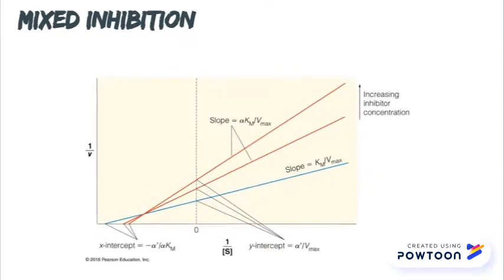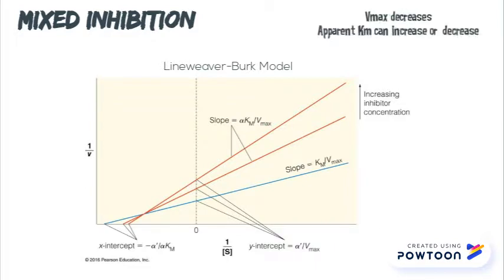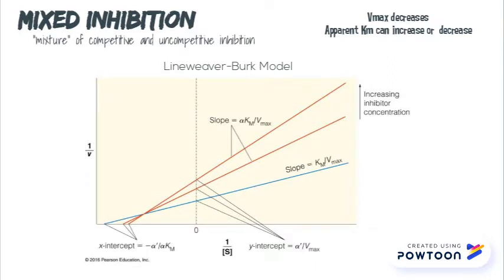If we take a look at the Lineweaver-Burk plot for mixed inhibitors, we see that the Vmax decreases, but Km can actually increase or decrease depending on whether the mixed inhibitor mimics competitive or uncompetitive inhibitors more.